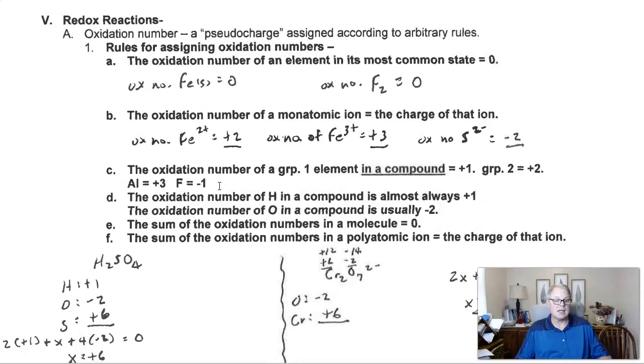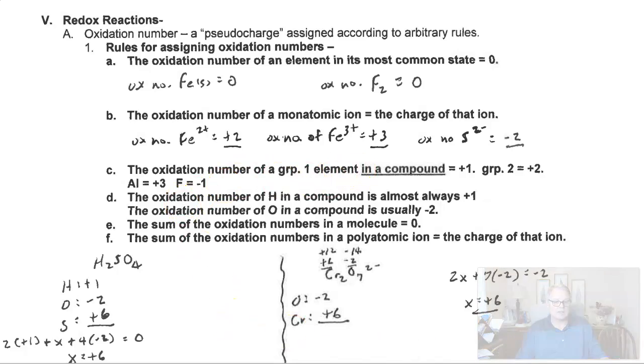All right, rule number 6 is pretty much the same as rule number 5. The sum of the oxidation numbers in a polyatomic ion is equal to the charge of that ion. If you think about it, it's really the same rule as rule number 5. What's the charge on a neutral molecule? It's 0, so the sum has to equal that. What's the charge on a polyatomic ion? Whatever that charge happens to be, so the sum has to equal that. So really, rules 5 and 6 are the same rule if you want to look at it that way. All right, so how do I use this to assign oxidation numbers?